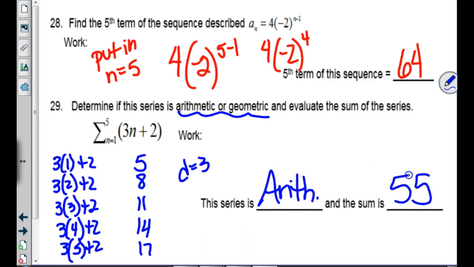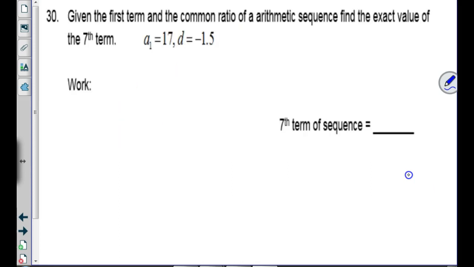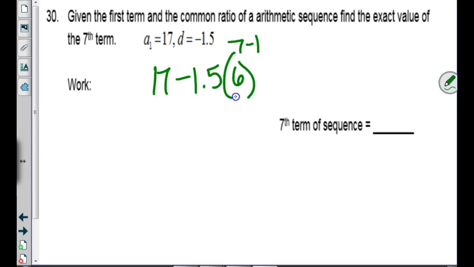All right, I'm going to do the last one. You can stick around for 10 seconds or you can watch the video. Oh, there's 2? Okay. What is the 7th term? Well, it says it's arithmetic, so you have the first term minus 1.5, 7 minus 1 or 6 times. So I don't know if anybody's got the calculator still, but that's how you would do that one.